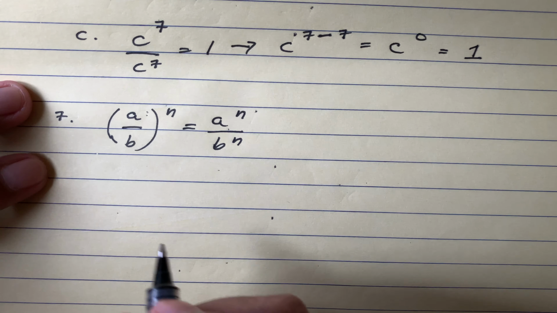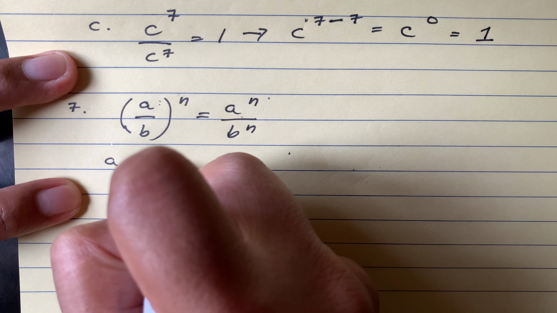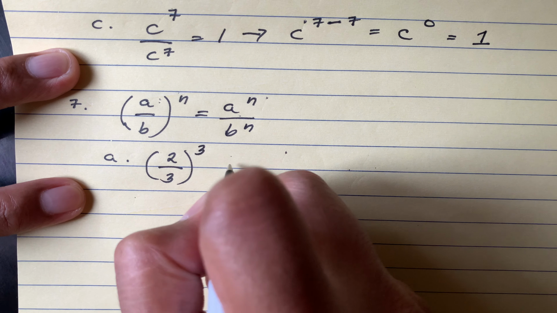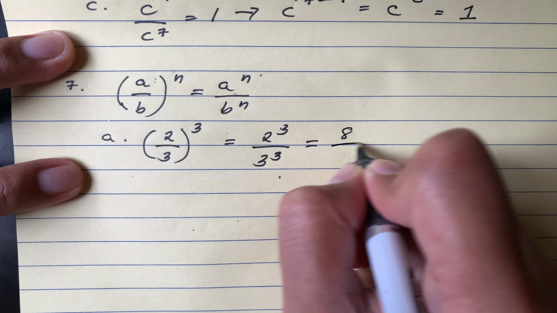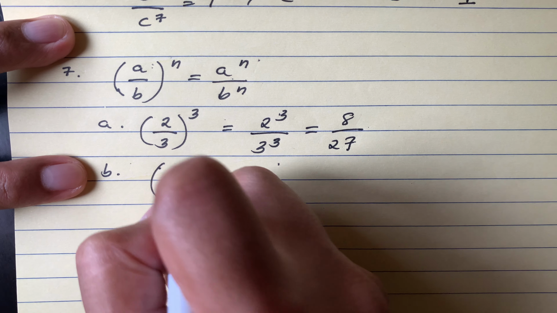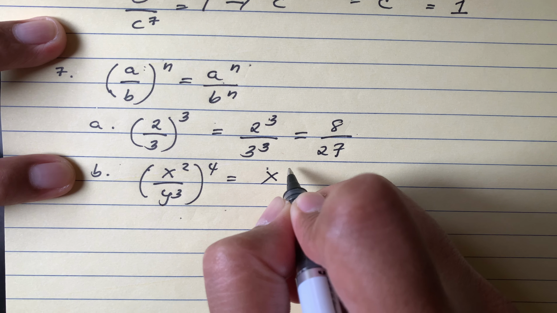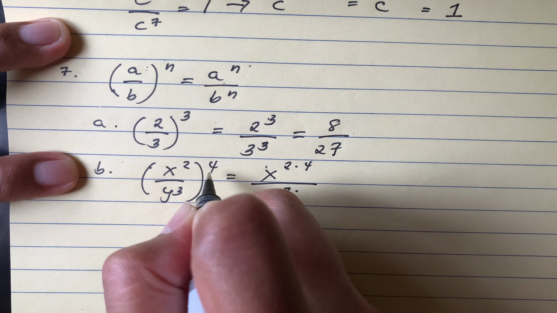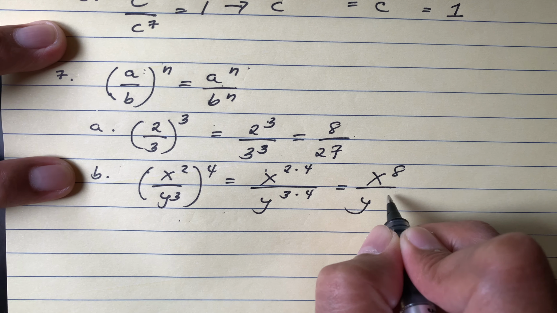Let's say we have an example here: 2 all over 3, or the cube of 2/3. This will become 2 cubed all over 3 cubed. Simplifying this further, we have 8 all over 27. That's it. Another example, let's say we have x squared all over y cubed, then raised to the power of 4. So here we have x raised to the product of 2 times 4 all over y. Use the exponent of y, which is 3, then multiply it by the main exponent 4. So we have x raised to the power of 8 all over y raised to the power of 12.